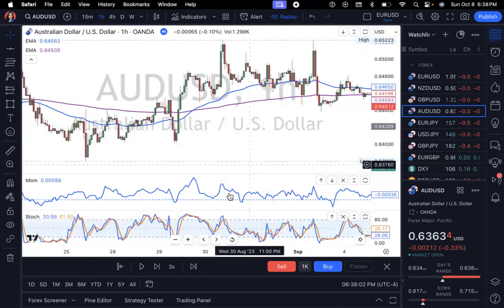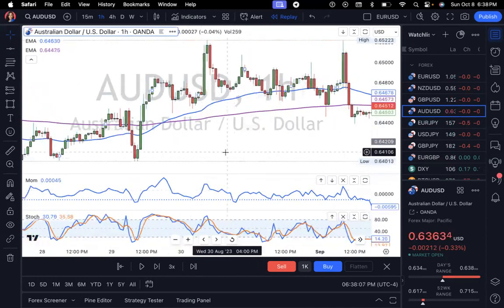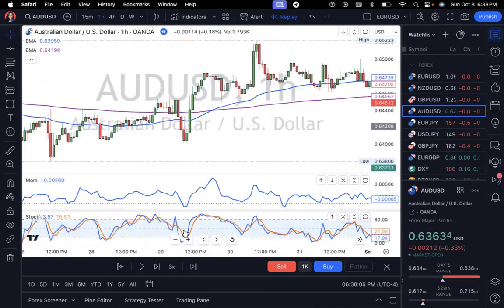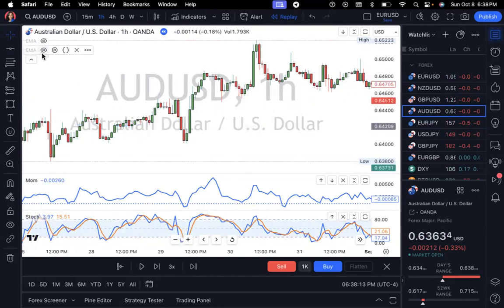Also pay attention to, and this is going to be important too, where your stochastic is. And I'm going to turn off these other indicators so we can focus on the stochastic for a second.